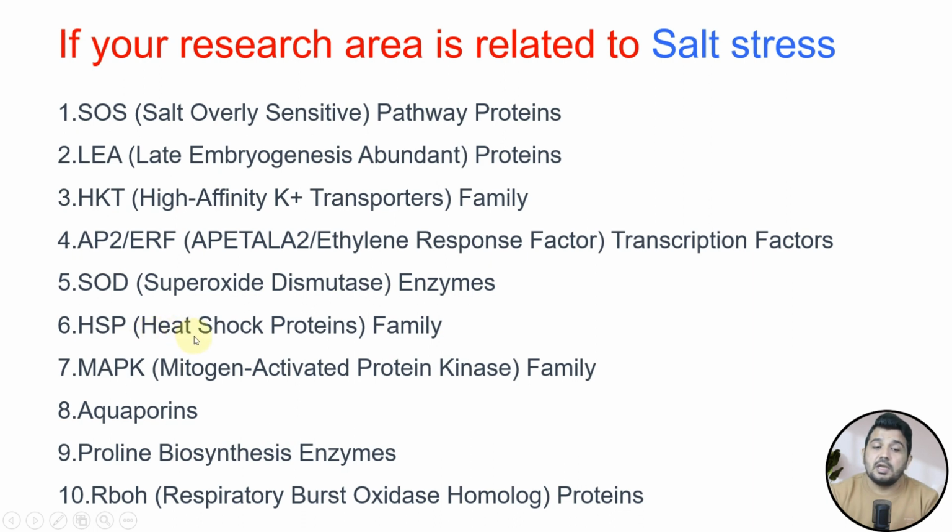Similarly, heat shock proteins, mitogen activated protein kinases, aquaporins, proline biosynthesis enzymes and respiratory burst oxidase homolog proteins. You can select any of them if your area belongs to salt stress. Here I have listed only 10, and I will also give you this file in the form of a PDF. I will upload it to my drive and paste its link in this video description, so you can also use this.